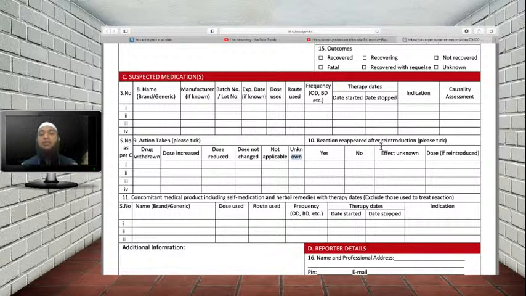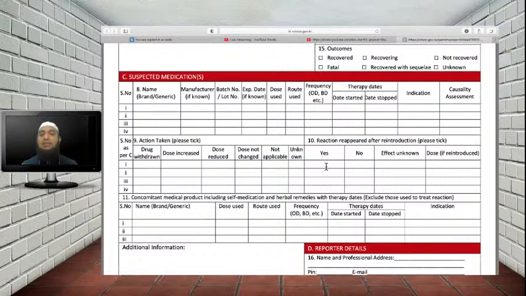Suppose the patient is reported with a particular sign and symptom of the ADR. Then, the next day, you again give the same medicine to confirm whether that ADR is related to that particular drug. Okay, so it is called the method of challenge and re-challenge. So, did the reaction reappear after reintroduction of the drug?